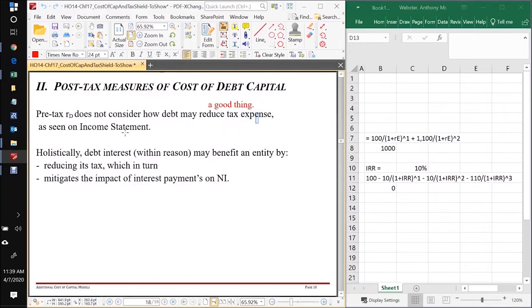And the way to suss this out, to see how our tax expense might be reduced, is to look on the income statement. So if we want to look holistically at a company, we'll see in just a second that debt interest within reason can really benefit an entity by reducing its tax, which in turn is going to mitigate the impact of interest payments on a company's net income, which is what we all care about, right?